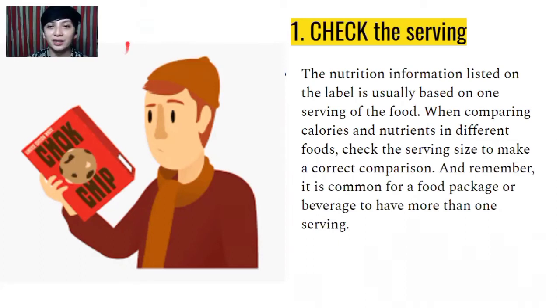Check the serving. Nutrition information listed on the label is usually based on one serving of the food. When comparing calories and nutrients in different foods, check the serving size to make a correct comparison. And remember, it is common for a food package or beverage to have more than one serving. Remember to check the serving.